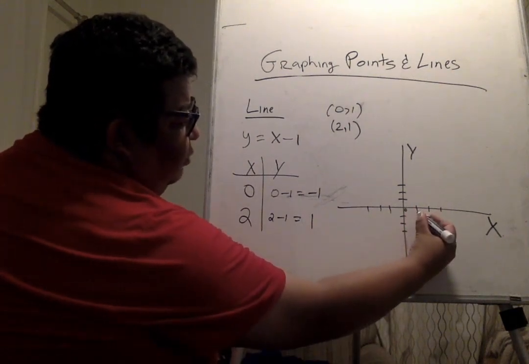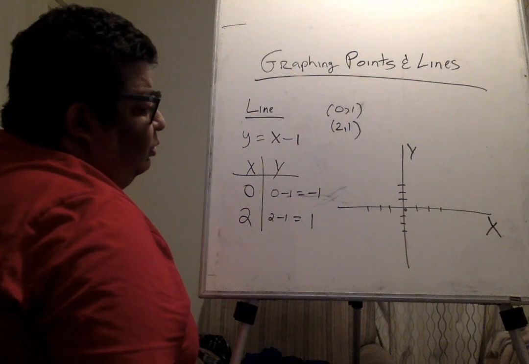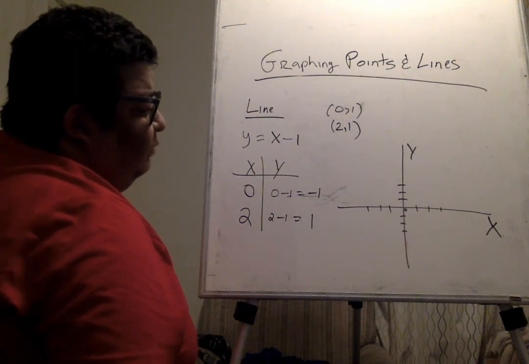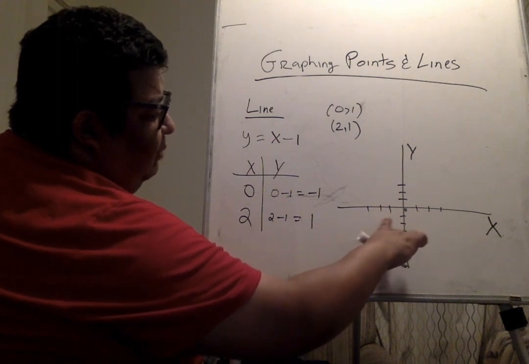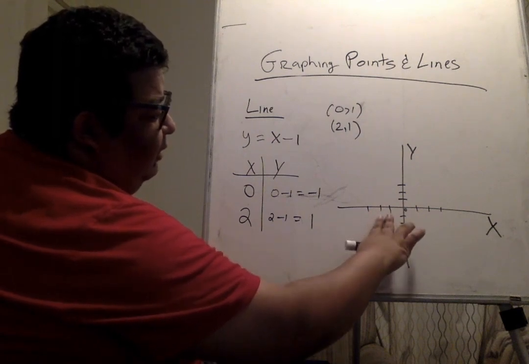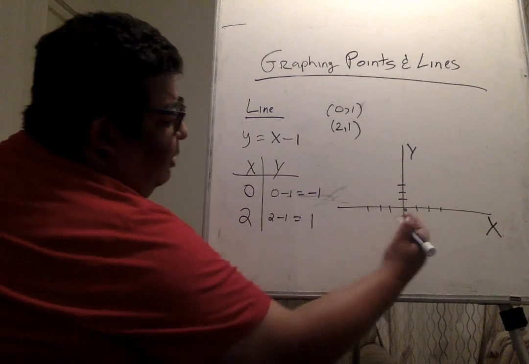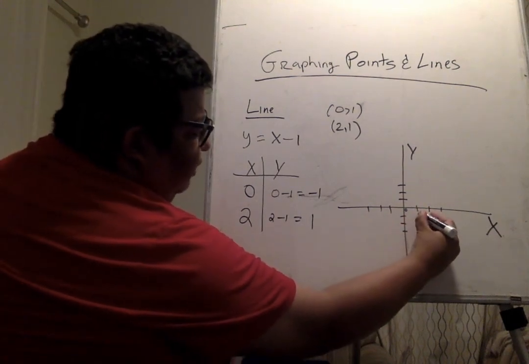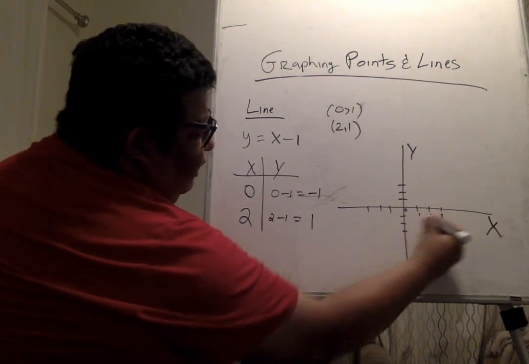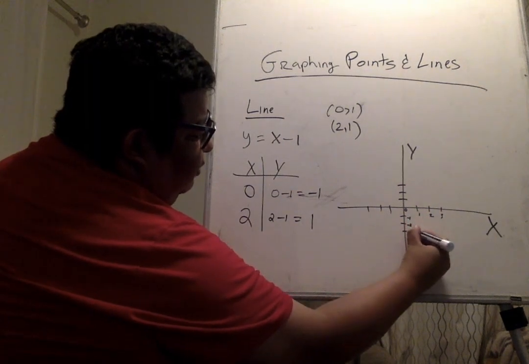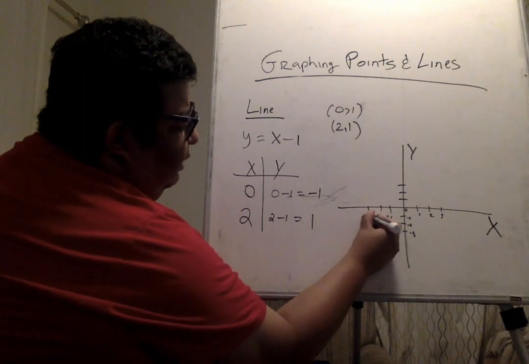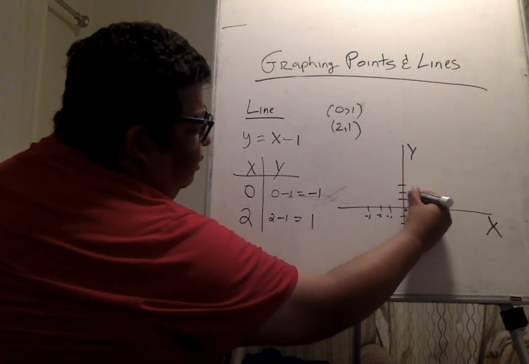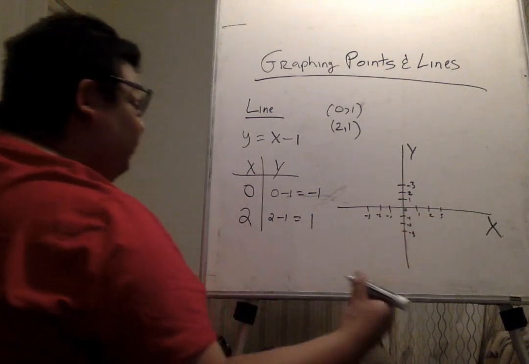And sometimes, once you get used to drawing lines, you don't have to write the numbering, because you'll know that they're all the same length in between each line. But for right now, let's put them. Okay, so 1, 2, 3, -1, -2, and -3.